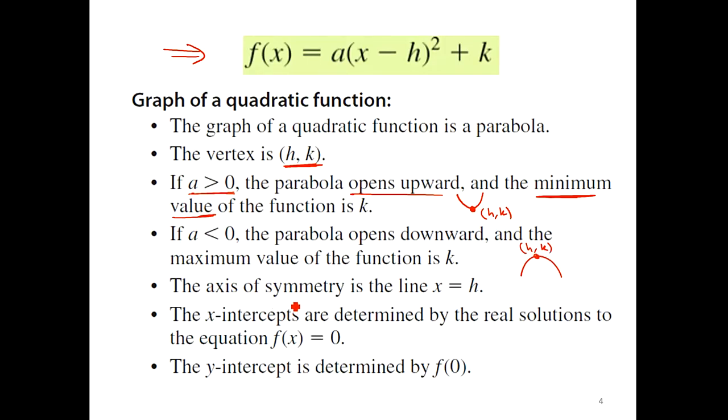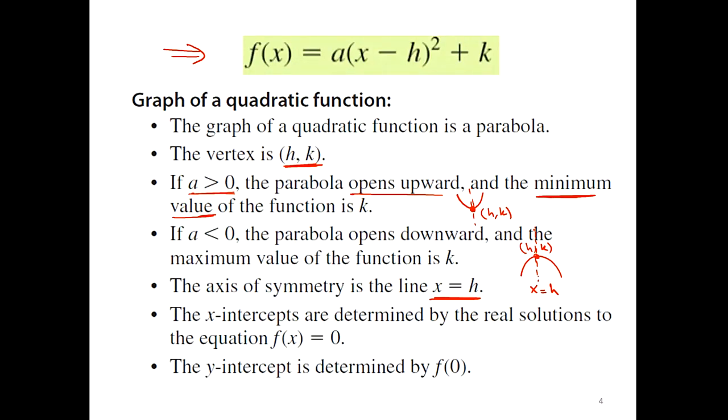Also, we have the axis of symmetry, x equals h. Always x equals h. Symmetry means the graph on the right of the line is a mirror of the graph on the left of the line. So if we have this symmetry line and this graph, for example, we must have on the left-hand side the same curve as a mirror. Okay, so this is the symmetry. This is x equals h.